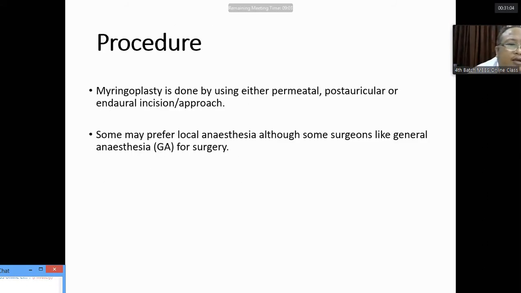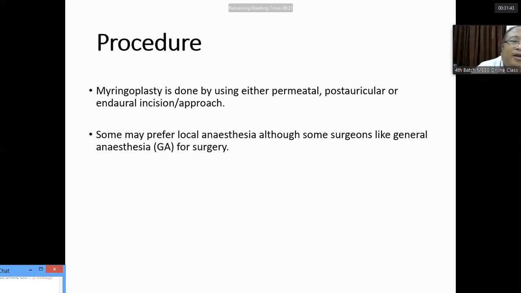During myringoplasty, there is some terminology that comes up. If someone asks you what the approaches are, meaning the ways in which you enter the middle ear, we have three types of approach: permeatal, postauricular, and anterior incision approaches.